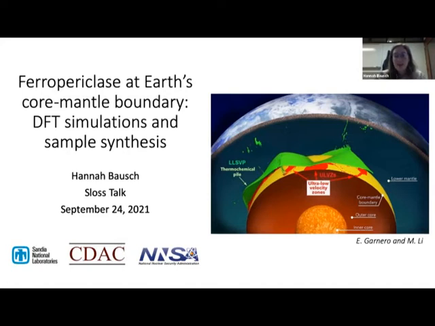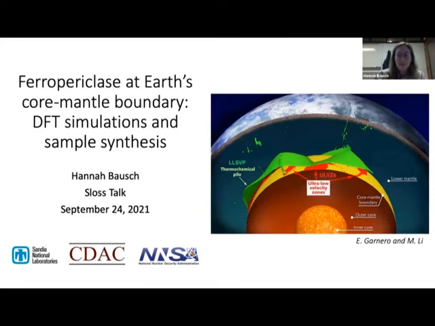And I'm studying the physical properties of ferropericlase at core mantle boundary conditions in order to investigate ultra-low velocity zones, which you can see here in red. There are zones atop the CMB where P and S wave velocities are up to 30% slower than the surrounding mantle. And they're also 10% denser than the surrounding mantle, but we don't know why.